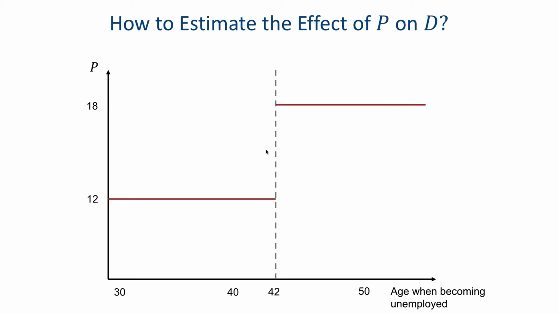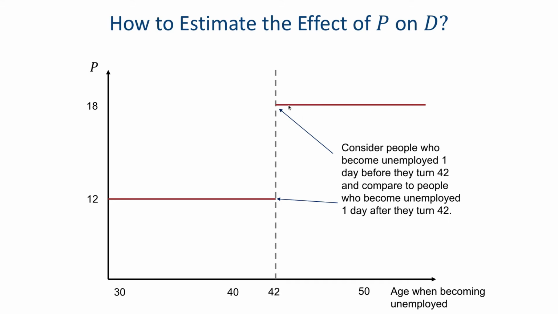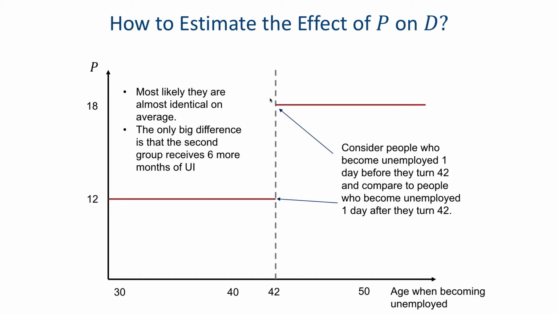Consider individuals who become unemployed one day before they turn 42, and compare them to individuals who become unemployed one day after they turn 42. Most likely, these two individuals are on average almost identical. Whether one becomes unemployed a day before or after one's 42nd birthday is likely as good as random. The only big difference is that the second group receives 6 more months of potential UI benefits.